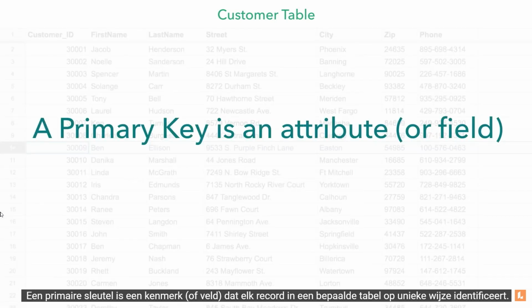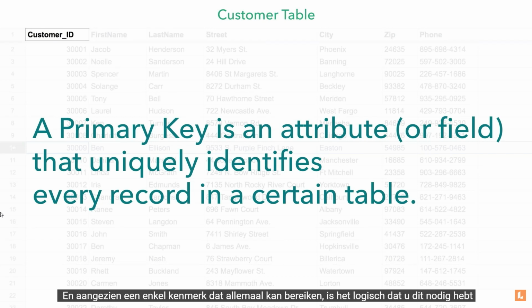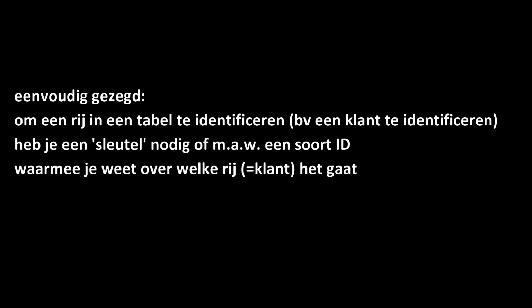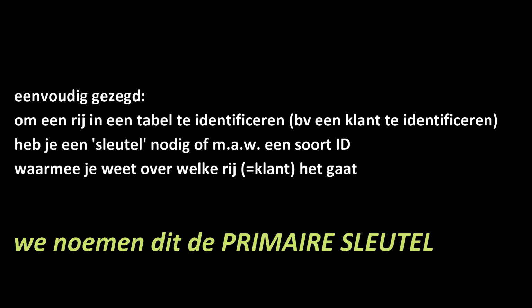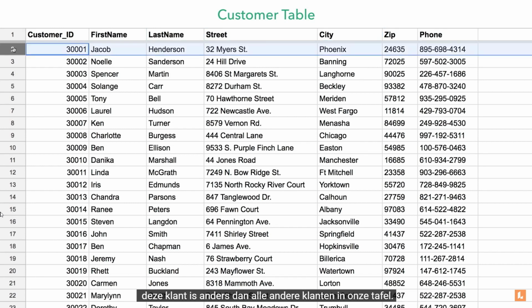A primary key is an attribute, or field, that uniquely identifies every record in a certain table. And since a single attribute can accomplish all that, it makes sense that you'll just need one primary key per entity. So for this customer table, the primary key is going to be a value that makes it so that this customer is unlike any other customer in our table.